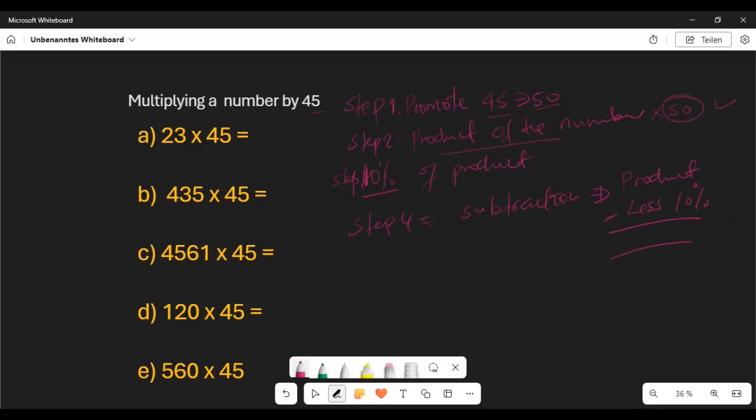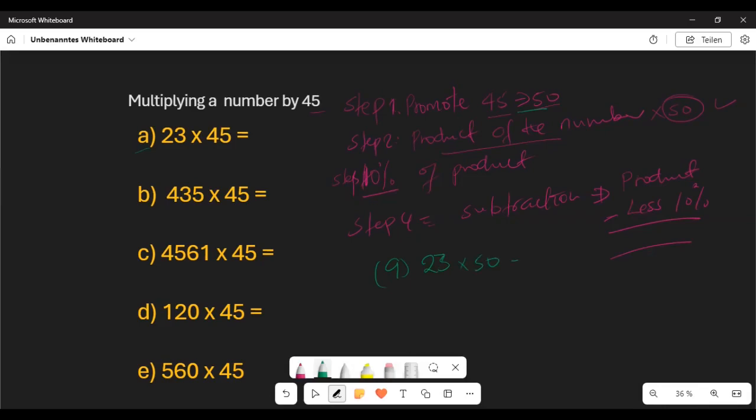So this is just the theory part of it. But now let's see how this plays out. So we have A. Here we have 23 multiplied by 45. In this case, we are going to promote 45 to 50, so that we multiply it by 50.